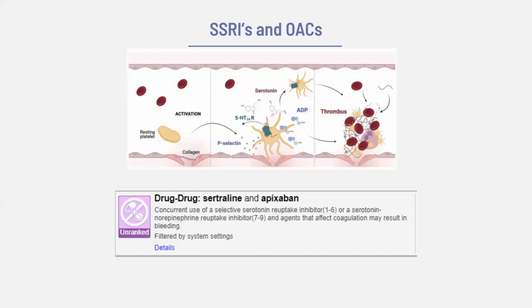Next, I want to talk about SSRIs and oral anticoagulants. So SSRIs inhibit platelet uptake of serotonin, which promotes platelet aggregation. Many studies, not all of them, but the majority of them in the past 15 to 20 years have shown that risk of major bleeding is higher with concomitant use of SSRIs and oral anticoagulants rather than oral anticoagulants on their own.